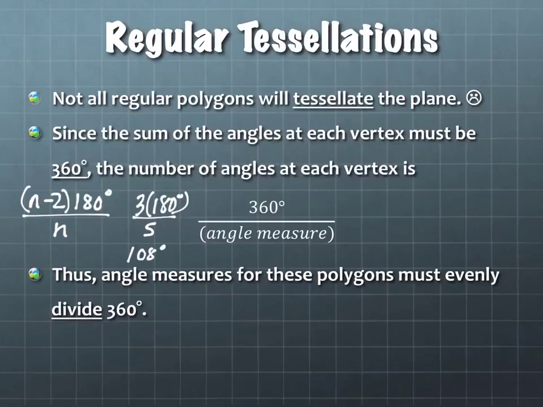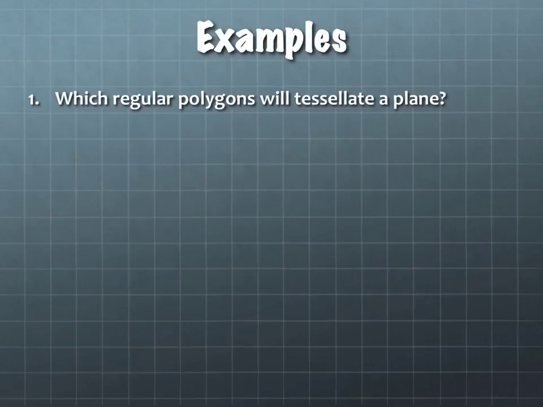So take your calculator. I want you to try 360 divided by 108. Yeah, it doesn't work, does it? Okay, and actually that's what we're going to do on this example. It asks us which regular polygons will tessellate a plane.